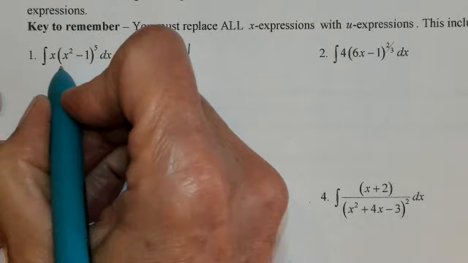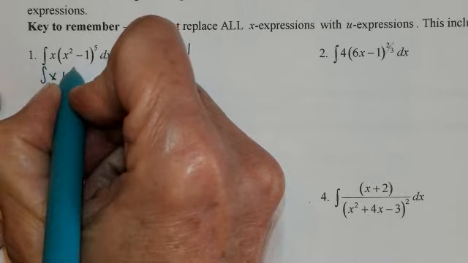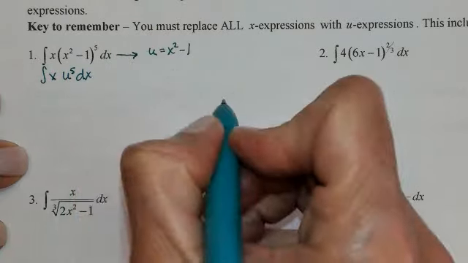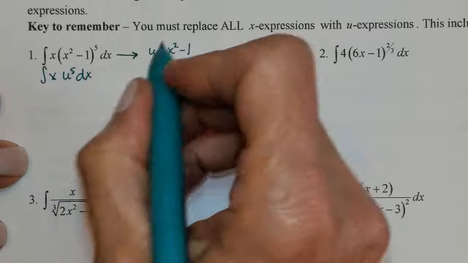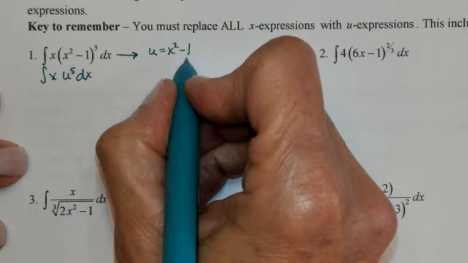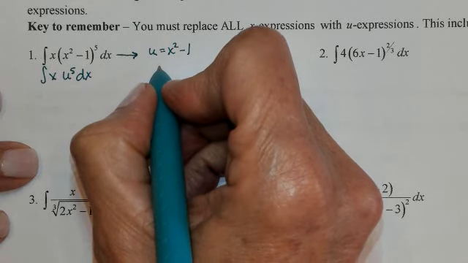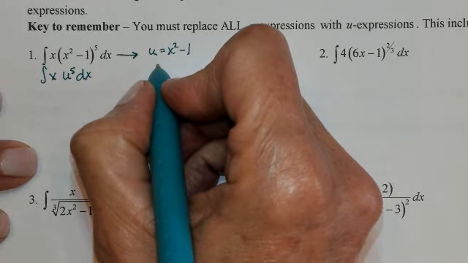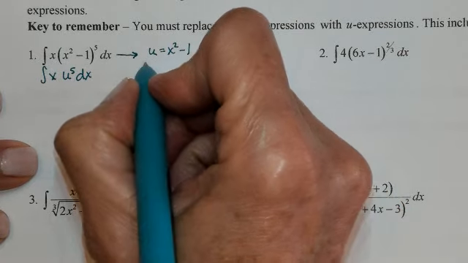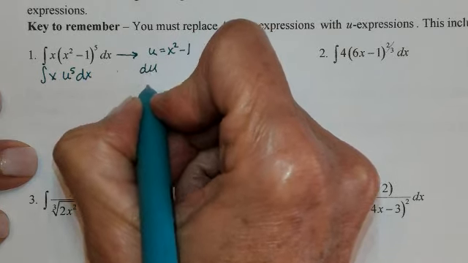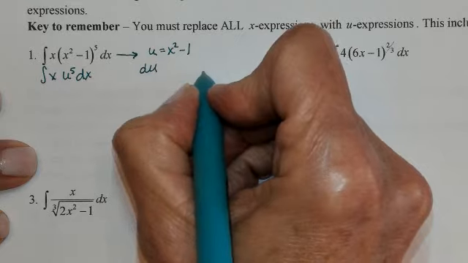So right now we have the integral of x u to the 5th dx. We need to get all u's in here, all right? So over here, let's take the derivative of both sides. We're taking the derivative of both sides with respect to x, except I'm just going to write it in differential form. So this would be du dx, but I'm going to write that dx over here on this side.